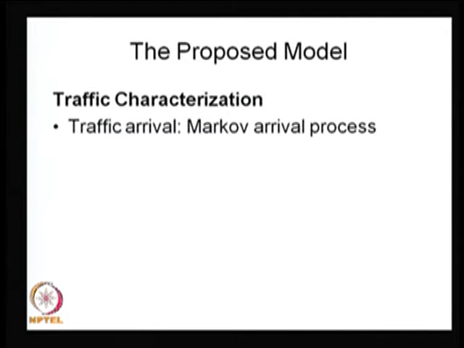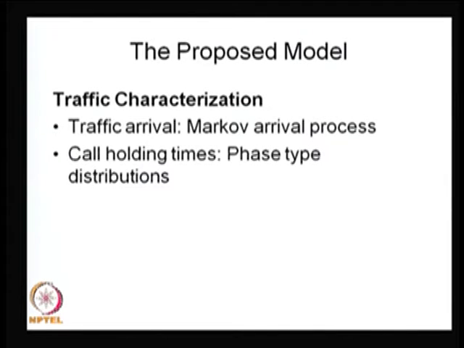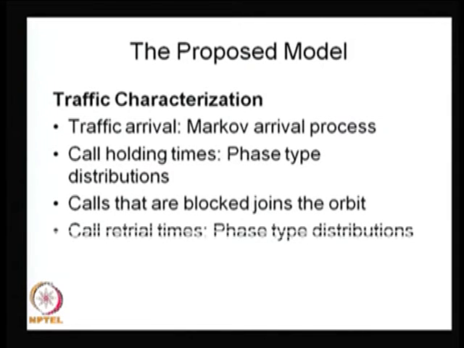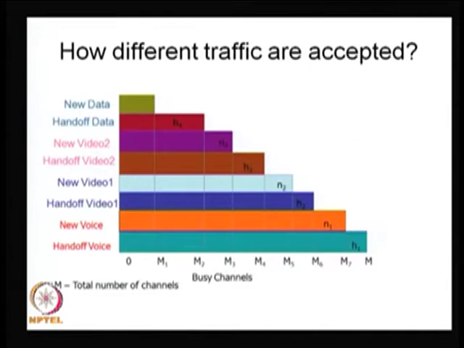Therefore, in the proposed model, instead of a Poisson process, we have a Markov arrival process for the arrivals, and instead of an exponential distribution we have a more general situation, that is a phase type distribution for the call holding time. And whenever calls are blocked, they can go to the orbit and retry, and the retrial times are also assumed to be exponentially distributed.